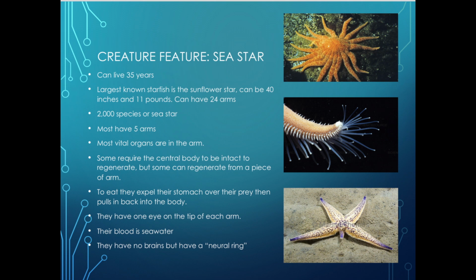So sea stars can live to 35 years old. The largest known starfish is called the sunflower star. It can be 40 inches long and 11 pounds. And it can have the most arms. The sunflower star can have 24 arms. So go ahead at the end of this lesson, Google sunflower star. They're very cool. They can have 24 arms, 11 pounds. They live in the northern Pacific a lot. So they're more deeper ocean sea stars.